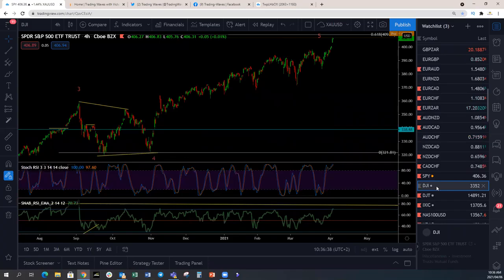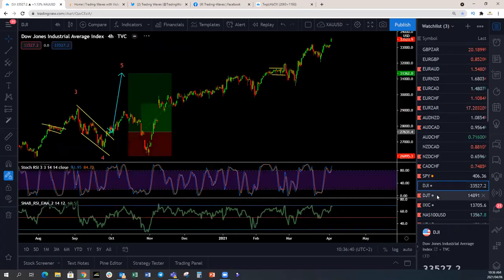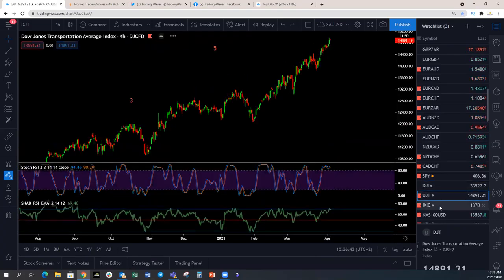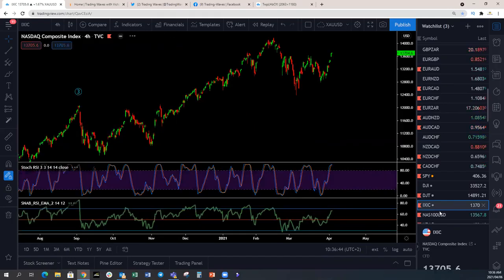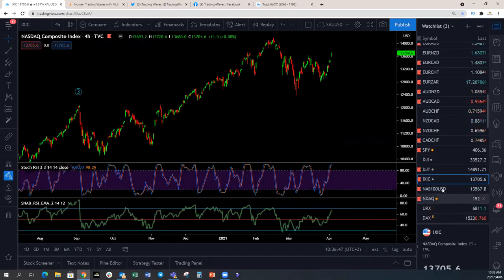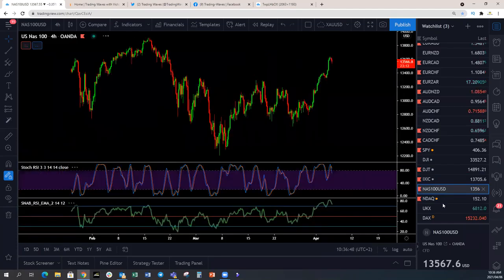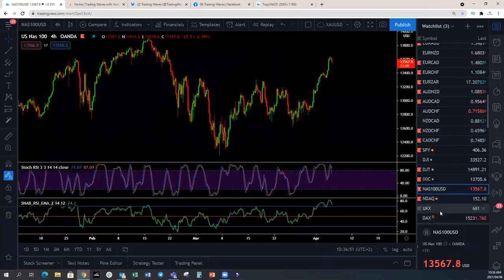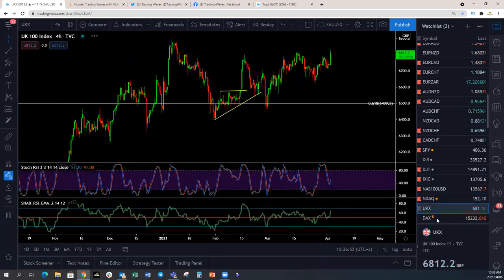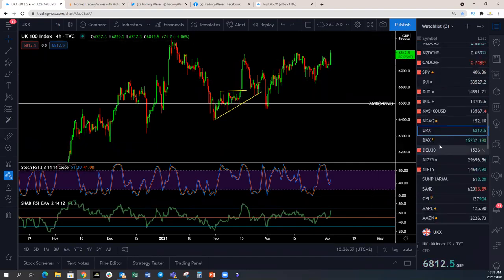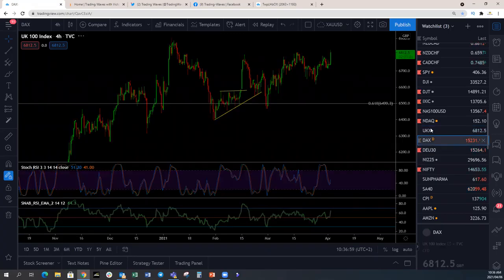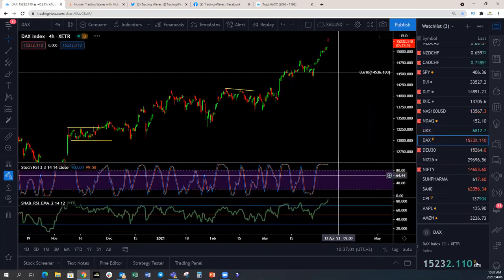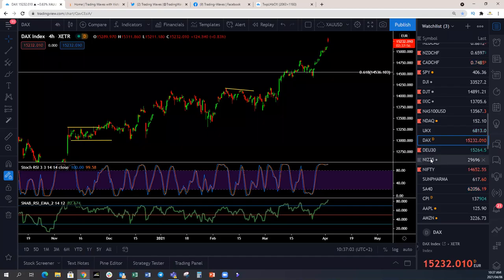Nothing new. Keep pressing up higher. We keep pressing up higher. Nasdaq pressing up higher. Nothing new. Still pushing up higher. So all the analysis from yesterday is still valid. DAX is pushed up higher.